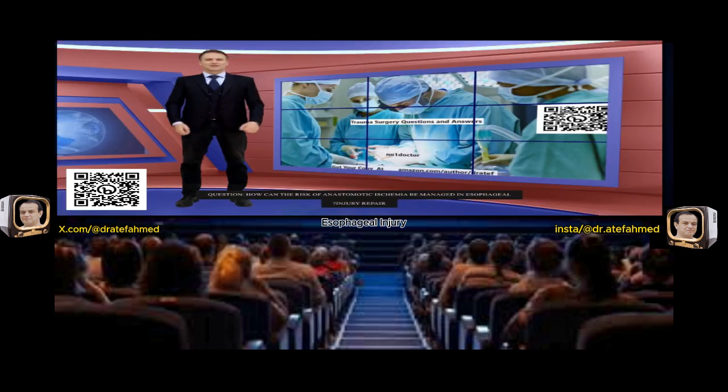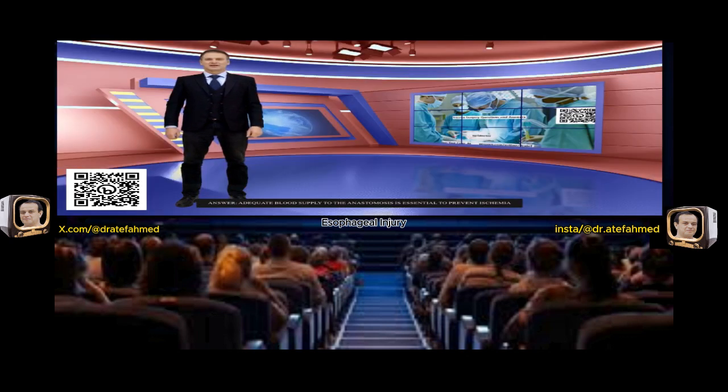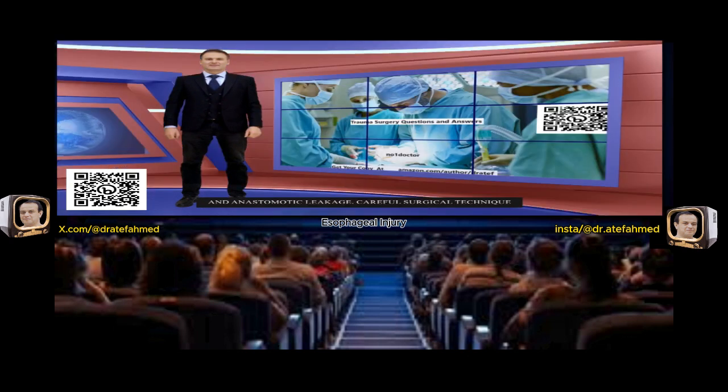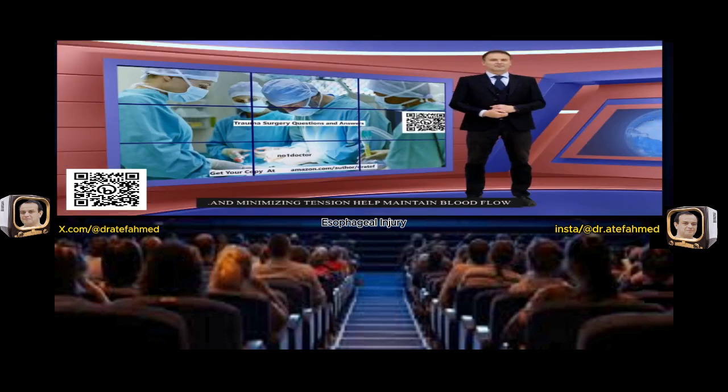Question: How can the risk of anastomotic ischemia be managed in esophageal injury repair? Answer: Adequate blood supply to the anastomosis is essential to prevent ischemia and anastomotic leakage. Careful surgical technique and minimizing tension help maintain blood flow.